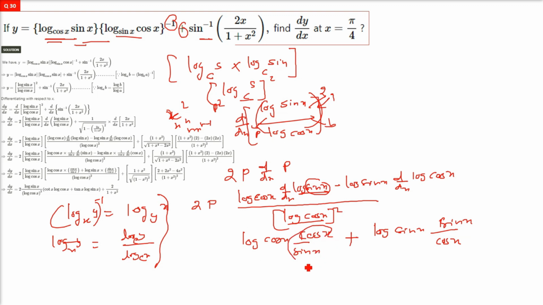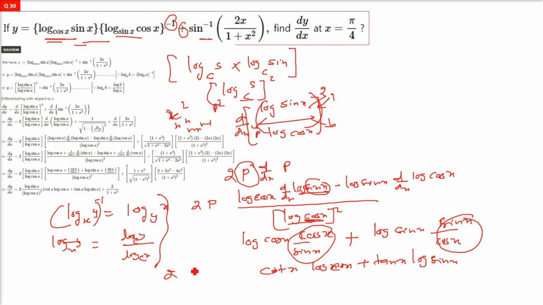So what will it be? Cos by sine and sin by cos. Cos by sine is cot, sin by cos is tan. So we have cot x log cos x plus tan x log sin x. So what is up front? You have twice of p. P is what? I told you it is log sin x by log cos x.